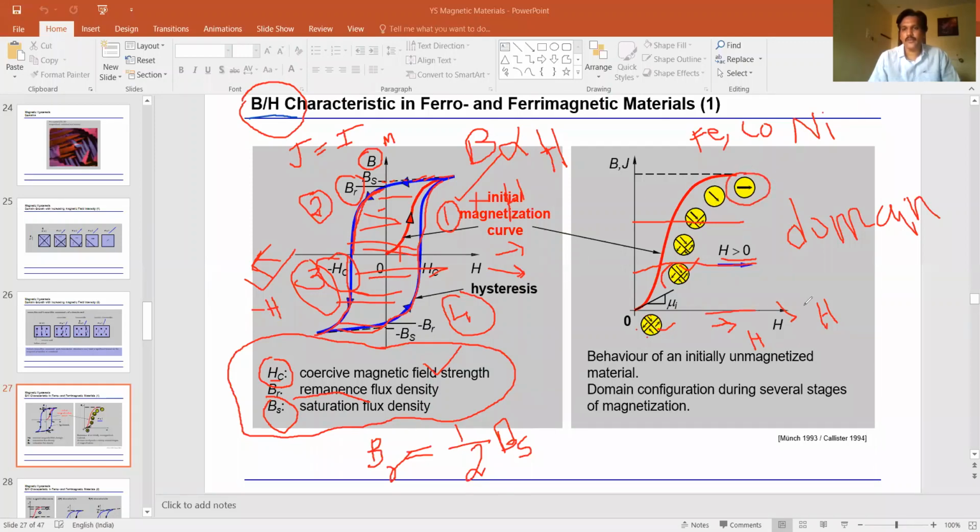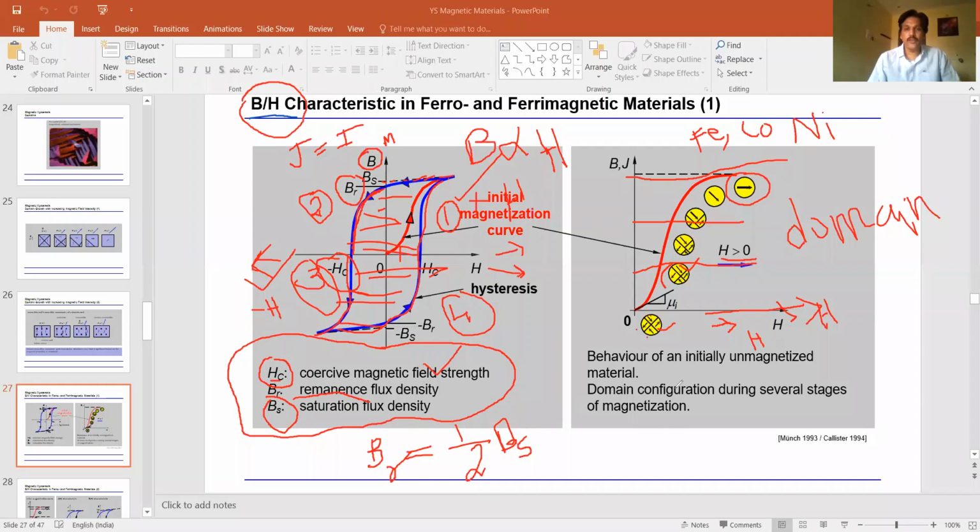This is the field direction. See, this one indicates there is not one dipole, there are trillions or millions of dipoles. All the dipoles are aligned parallel to the field, and no more dipole is left to align. That's why it is called saturation. We call it saturation. So if the examiner asks, based on the domain theory, we have to draw this diagram.